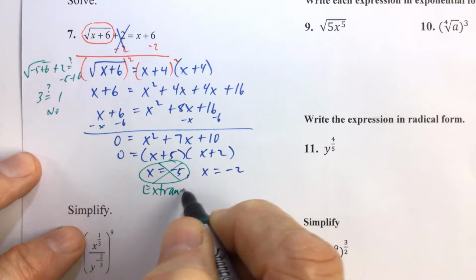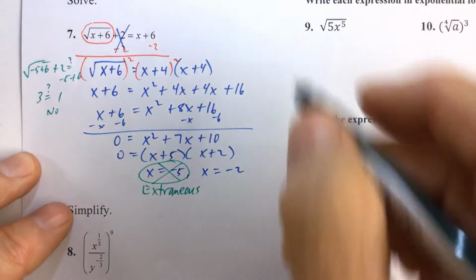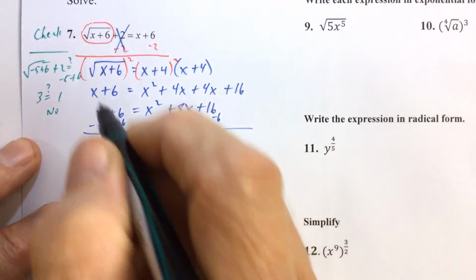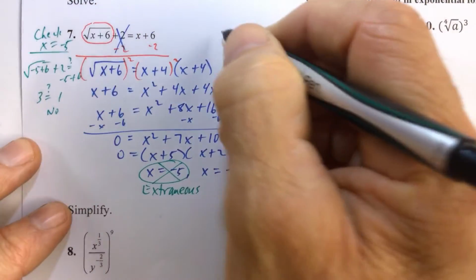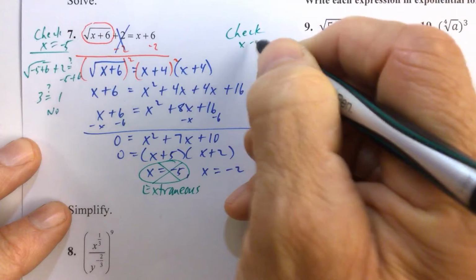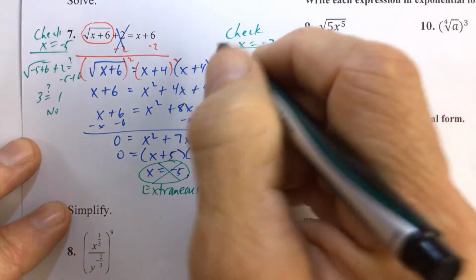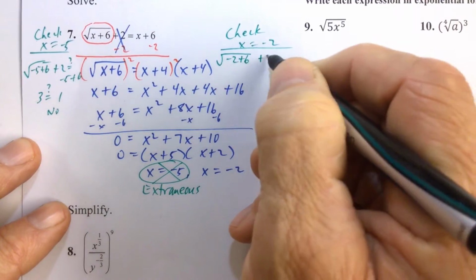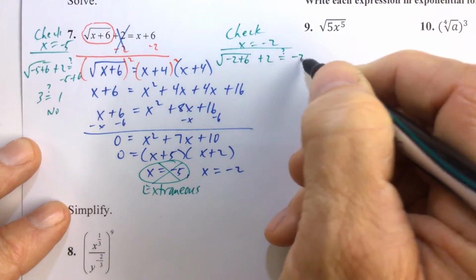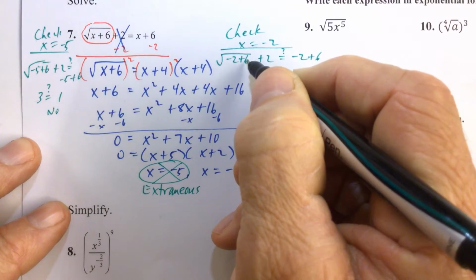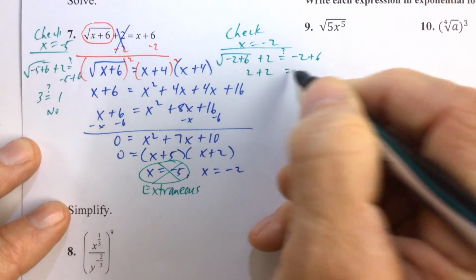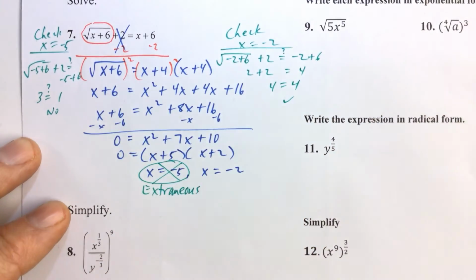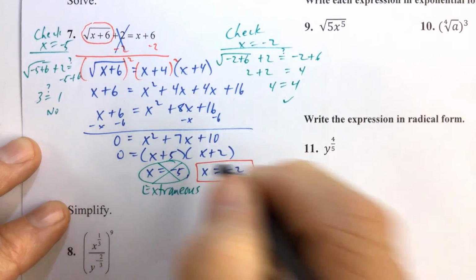I don't have to tell you to check for extraneous solutions for you to check. We're going to check x equals negative 5. If we check x equals negative 2, then we replace x with negative 2. So we have negative 2 plus 6 plus 2. Does that equal negative 2 plus 6? Negative 2 plus 6 is 4. Square root of 4 is 2. Does 2 plus 2 equal negative 2 plus 6? Yes, 2 plus 2 equals 4. Check. So the only solution is x equals negative 2.